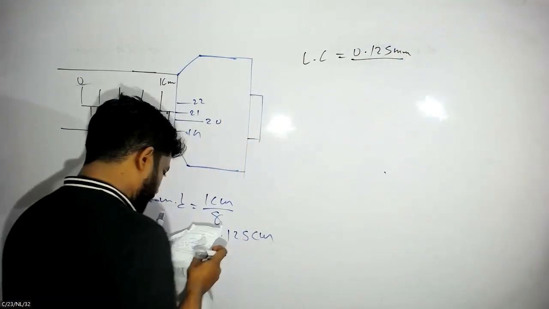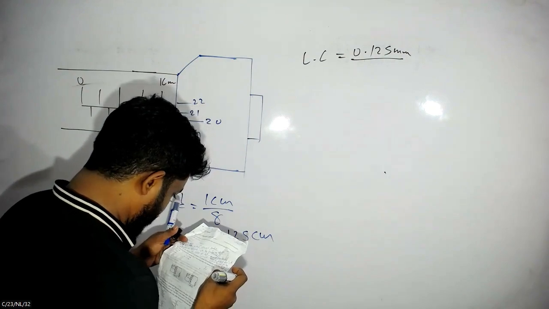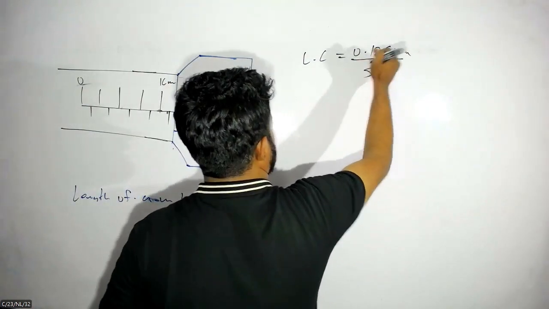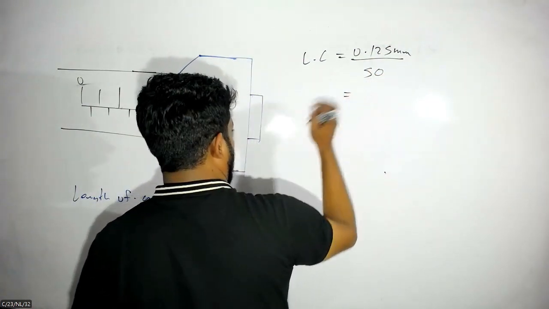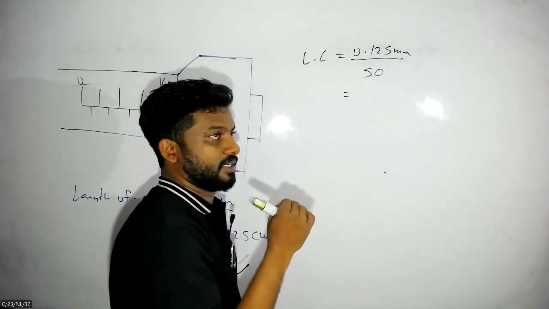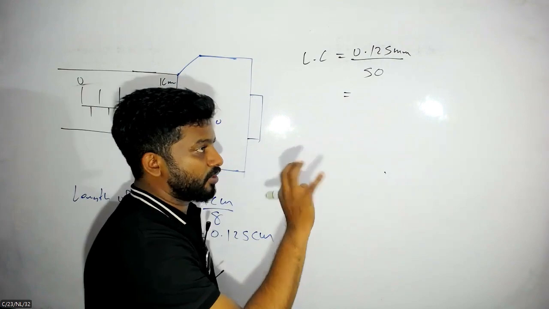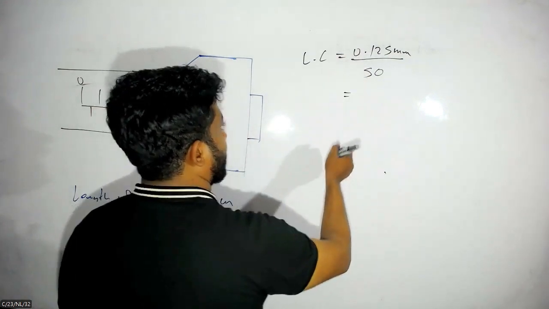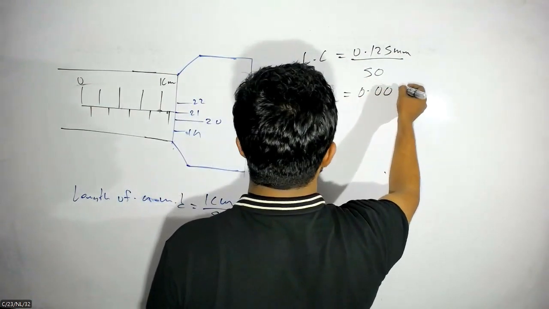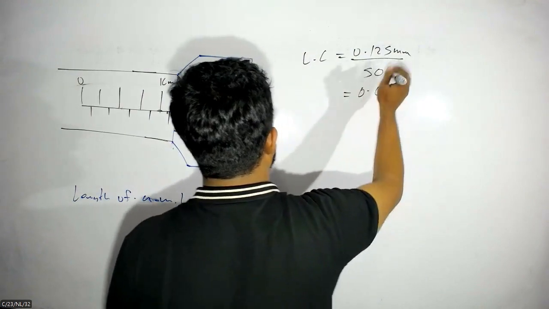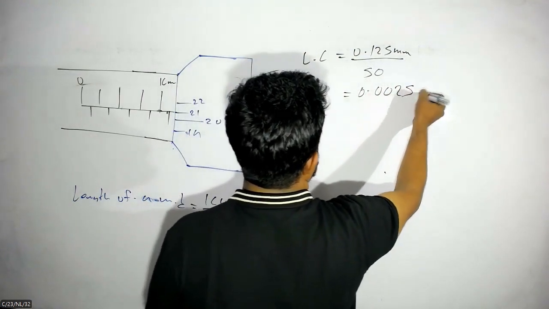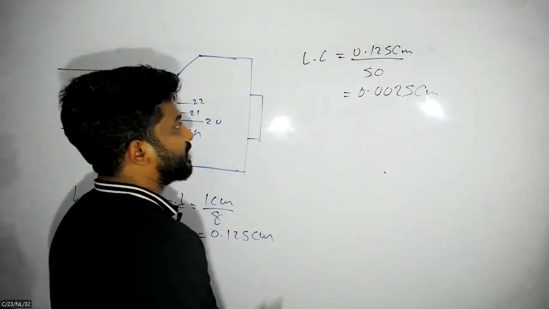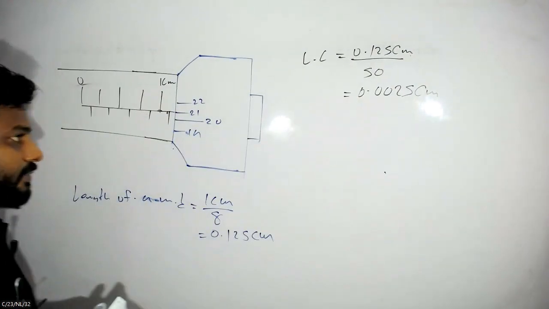Then, according to the question, they have given the number of circular scale divisions. There are 50 divisions, right? You have to divide this length into 50 divisions. Then you can identify the axial distance corresponding to rotation of 1 circular scale division, right? Then the answer is 0.0025, 125 divided by 50 gives 25, in centimeters, not millimeters. It should be centimeters. This one is the least count of the scale.